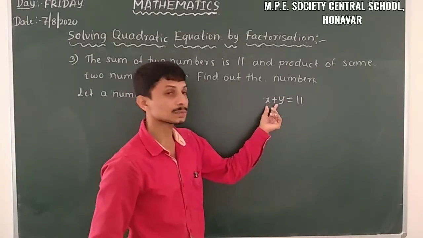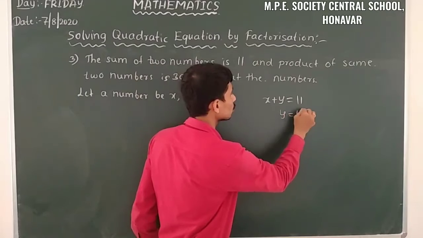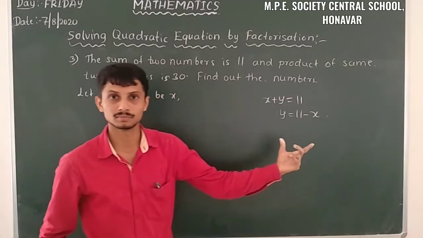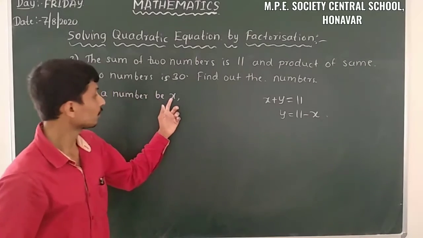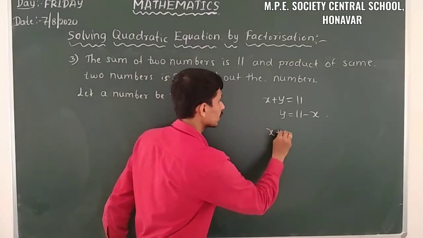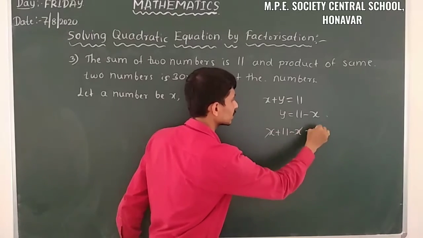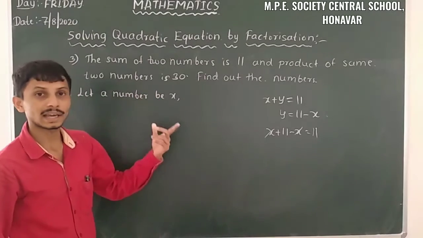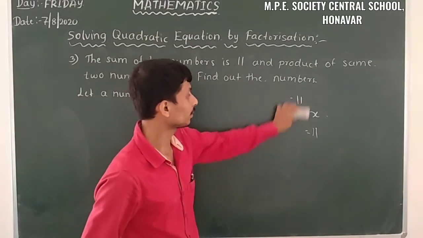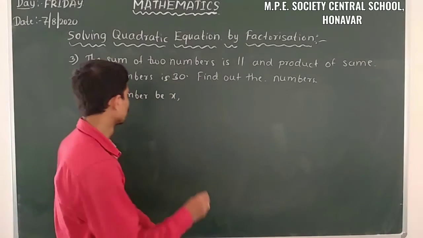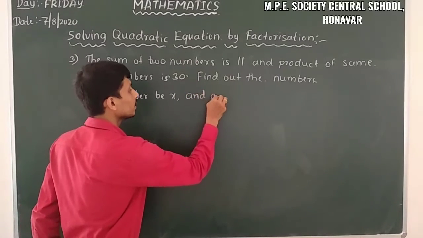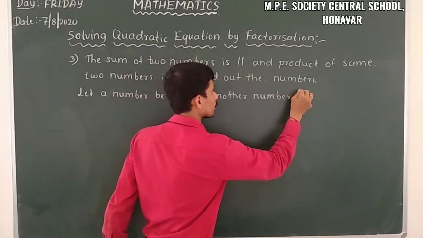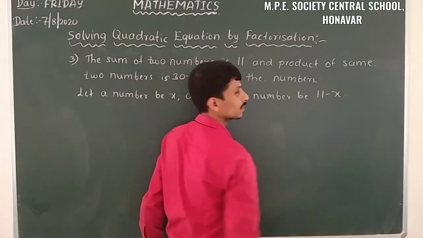So I will transfer this x to the RHS side. That means y is equal to 11 minus x. So the second number we can take as 11 minus x. Here, when we add those two terms, x plus 11 minus x, the x gets cancelled and it's 11. So the value does not get disturbed. So let a number be x and another number be 11 minus x.